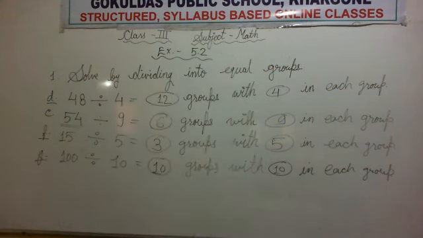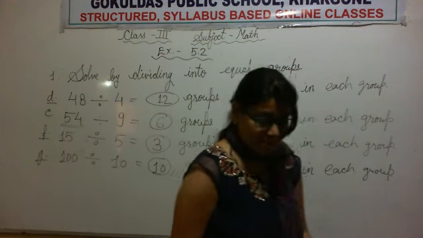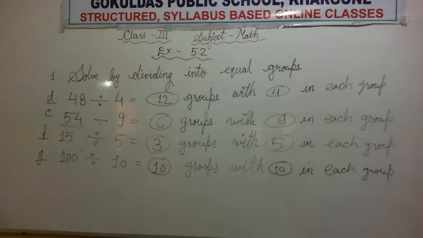So these are the answers. Answer for D is 12 and 4. Answer for E is 6 and 9. Answer for F is 3 and 5. And answer for G is 10 and 10. All of you note down this. This exercise you need to note in the classwork copy.